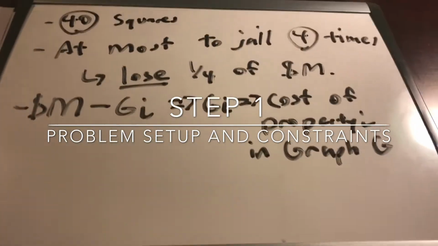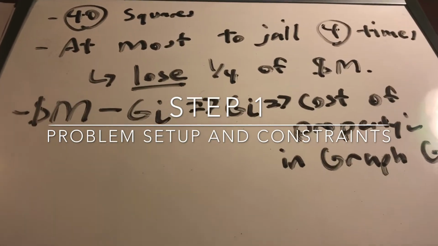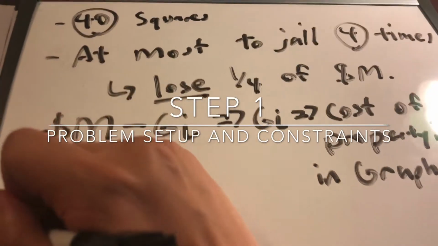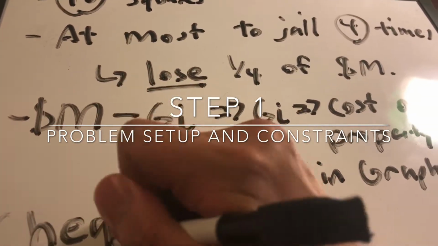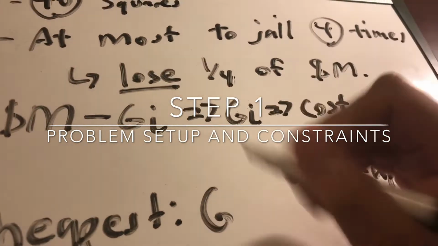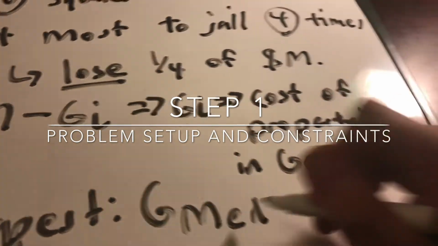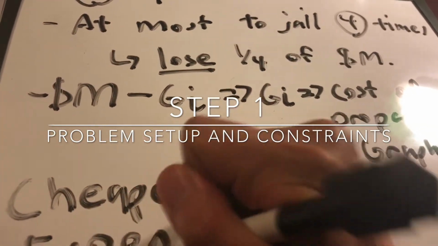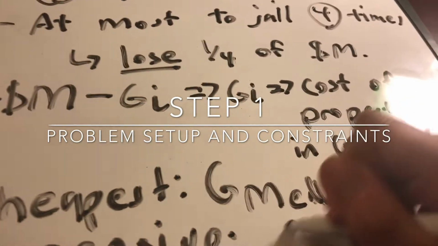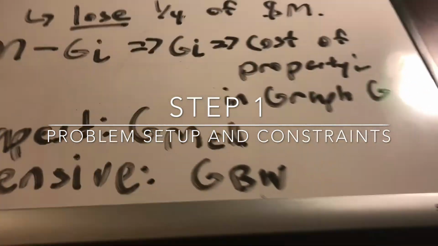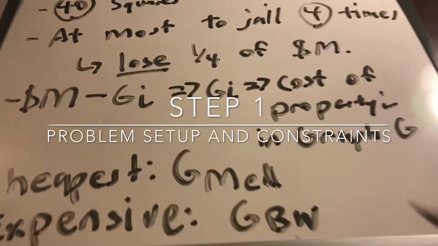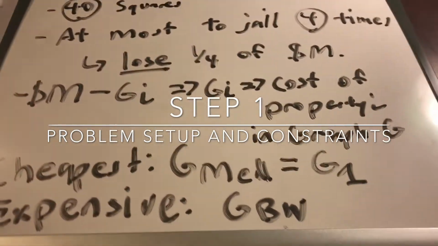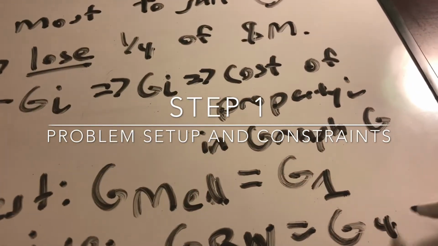And of course, if you've played Monopoly before, the cheapest one, shall we say, is going to be the graph G of Mediterranean Avenue. While the most expensive, of course, as I just showed you earlier in this video, is Boardwalk, or in this case, G of BW. Correspondingly, we choose G Mediterranean to be the first initial graph, G1, and GBW to be the final initial graph, G of 40.